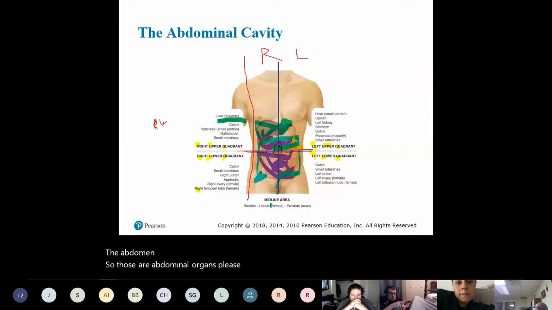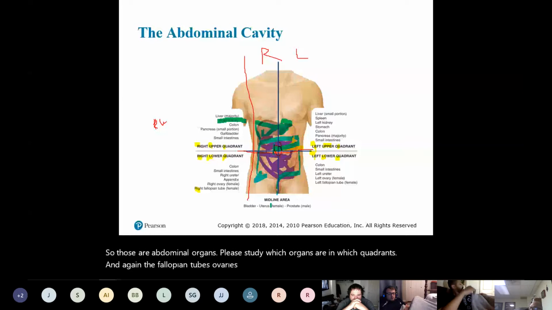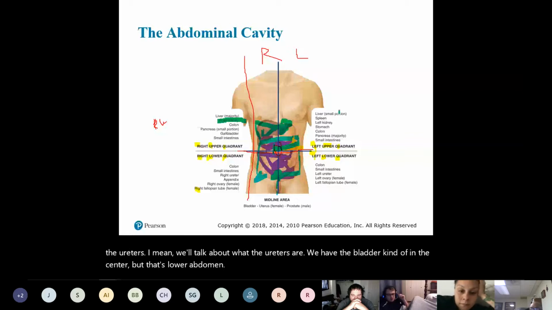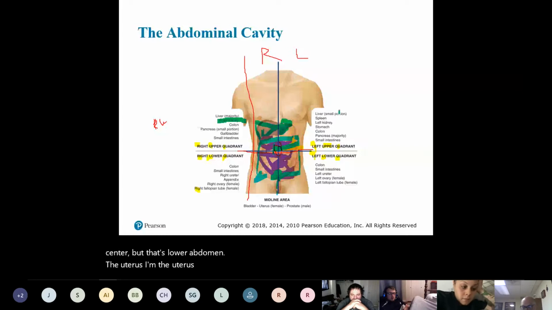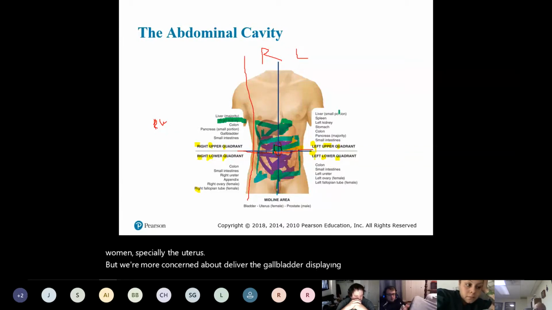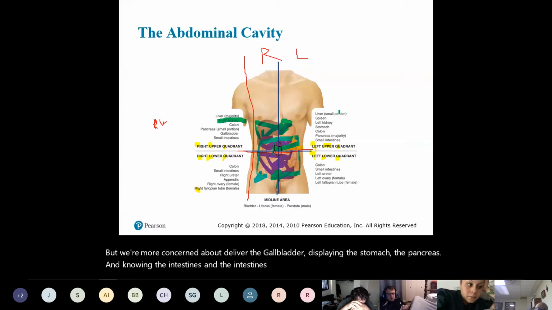Please study those. Know which organs are in which quadrants. And again, the fallopian tubes, the ovaries, you don't have to worry about those. Same thing with the ureters. I mean, we'll talk about what the ureters are. We have the bladder kind of in the center, but that's lower abdomen. The uterus, the bladder, we're more concerned about those with pregnant women, especially the uterus. But we're more concerned about the liver, the gallbladder, the spleen, the stomach, the pancreas, and knowing the intestines. And the intestines are in all four quadrants. Okay. Questions?